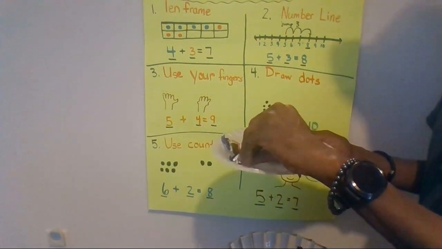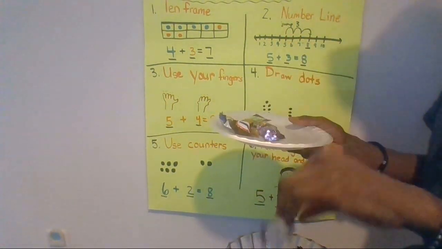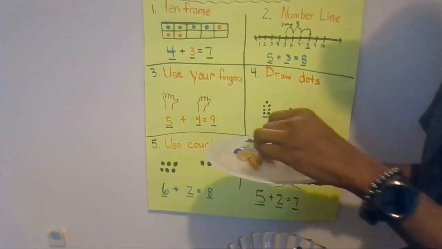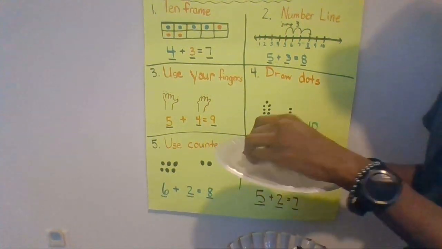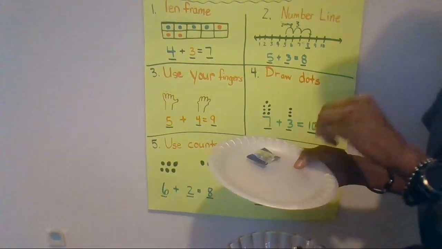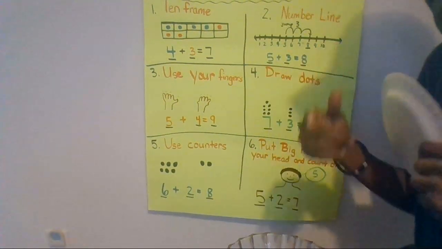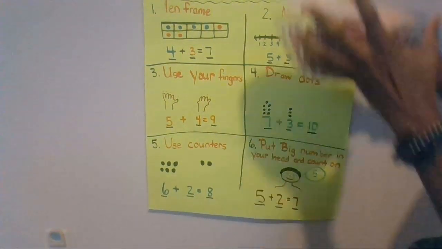You guys ready? Let's tell me 6 plus 2 equals 1, 2, 3, 4, 5, 6, 7, 8. 8. 6 plus 2 equals 8, people. 8. All right. So that's the counter method.